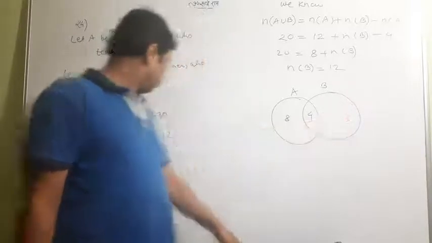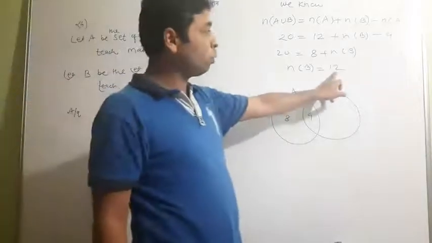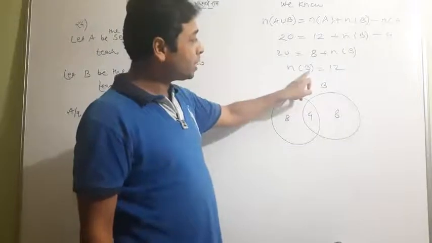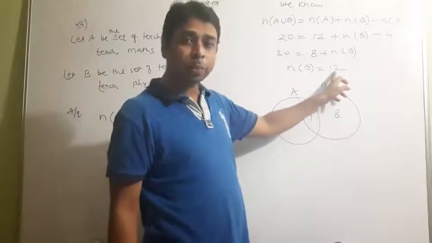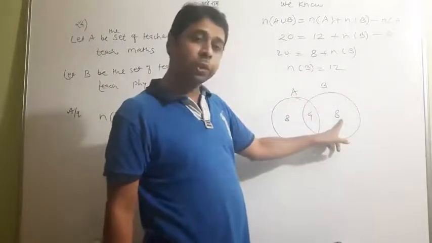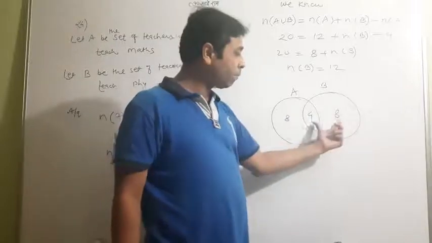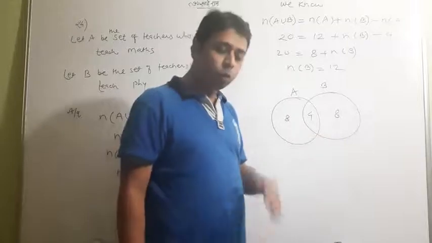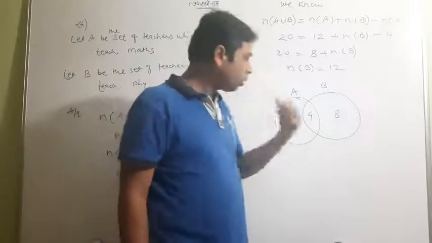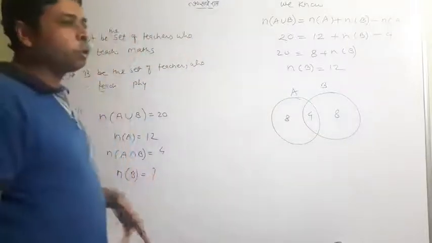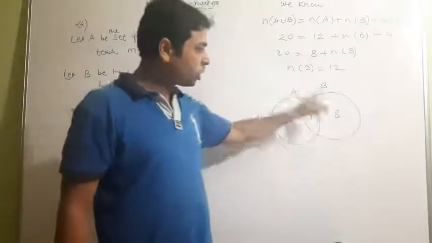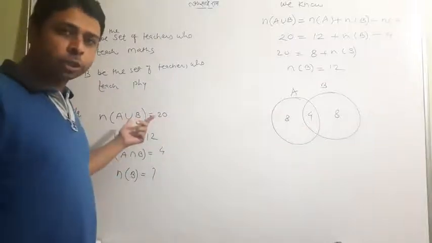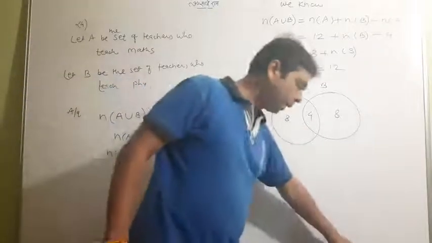Same as in physics. How many did we get? N of B equals 12. Again I would say that it is 8 pure, because the physics teachers are 12, but not all are pure physics teachers. Pure physics teachers are only 8, and these 4 are common, and 8 plus 4 equals 12. The 4 is common, teaching both physics and mathematics. So this is a simple concept. You can also understand the whole: 8 plus 4 plus 8 becomes 20, because 20 were the total teachers. This was a simple and interesting concept.